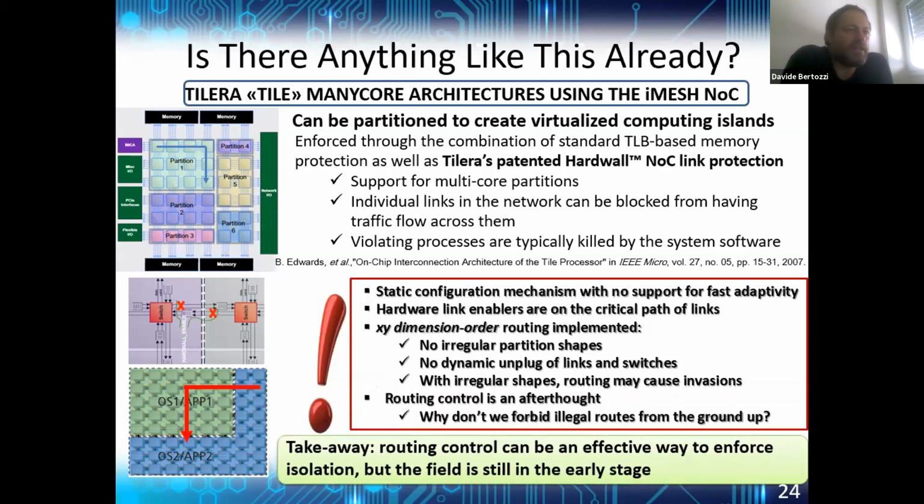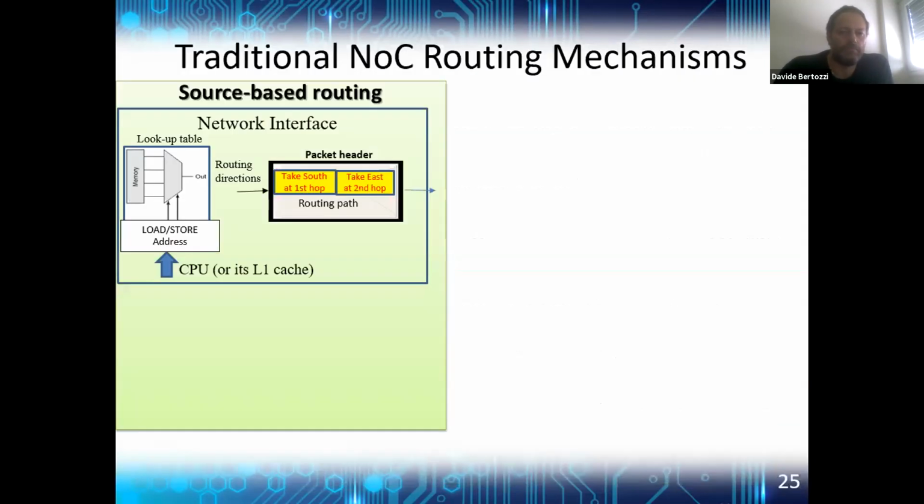Anyway, this is a very instructive example. The key takeaway, in my opinion, is that control of the routing path can be an effective way to enforce isolation, to support isolation from the ground up in hardware. But the field is still largely in the early stage. So we need to familiarize ourselves with how routing mechanisms look in an on-chip interconnection network.